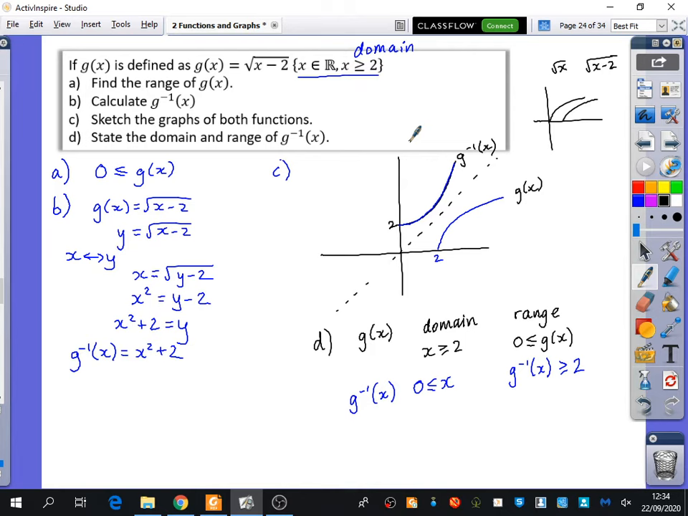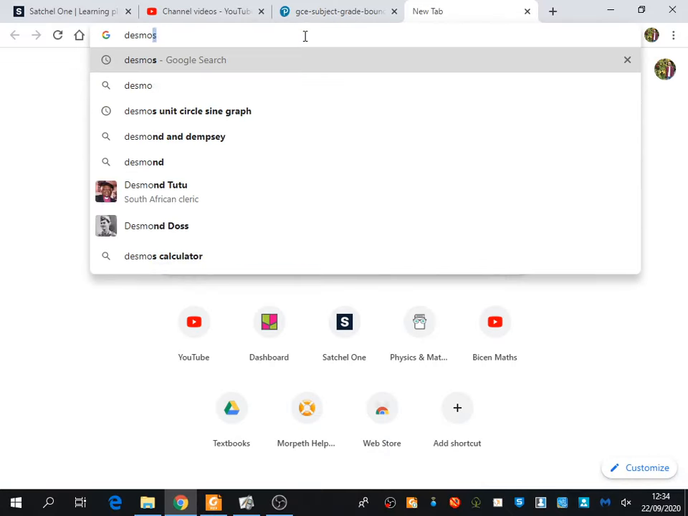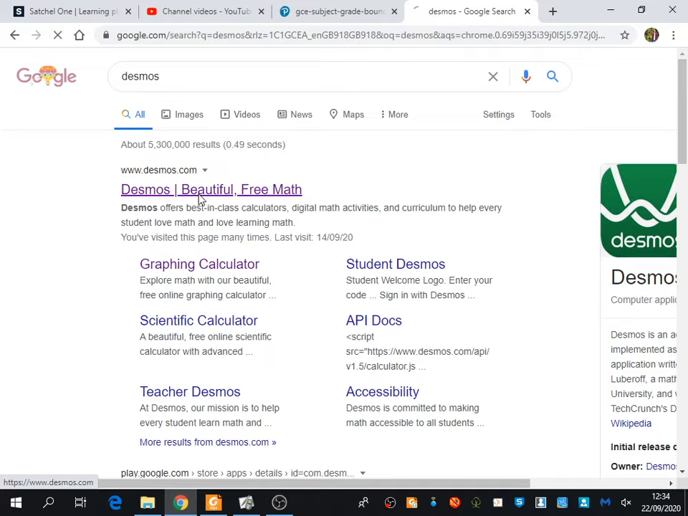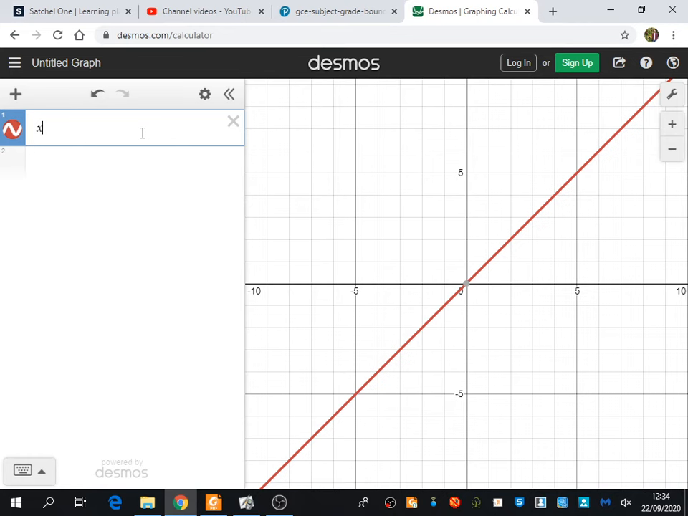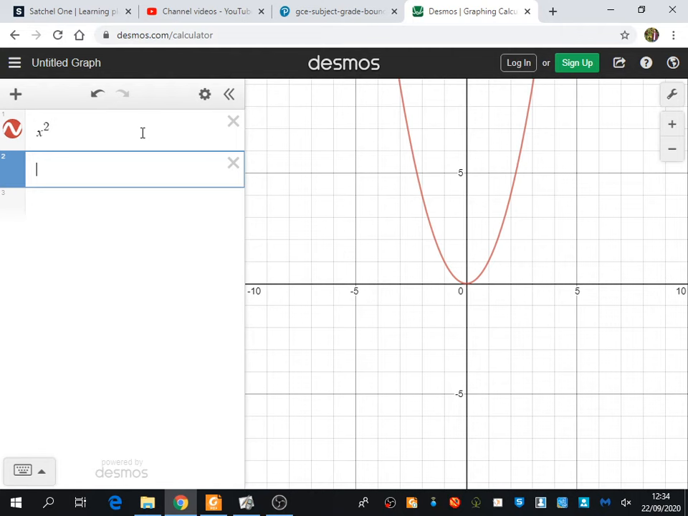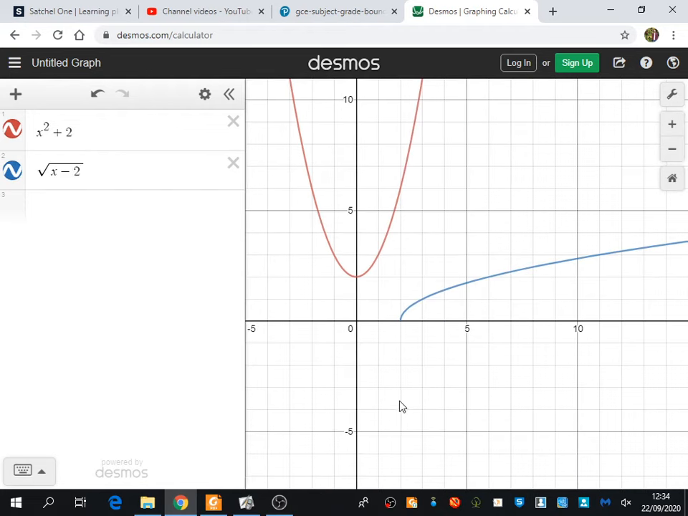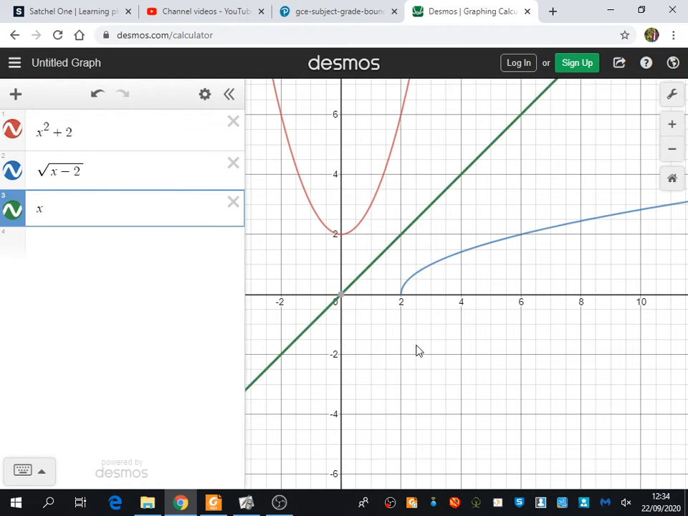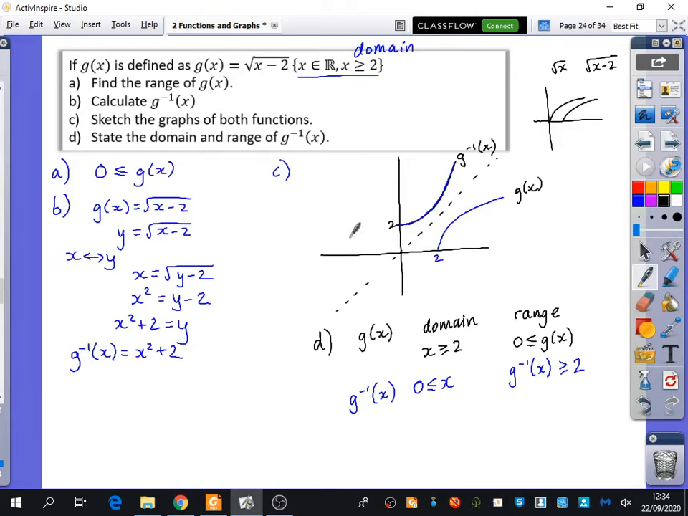I'm actually just going to put it on Desmos just to see if they should have crossed over, because it's possible that they do cross over. So let's have a quick look on Desmos. No, it wouldn't affect the answers. It's just that my brain couldn't think about that, and you wouldn't get penalised for it either. So we have x squared plus 2, and then the square root of x minus 2. No, they don't cross over each other. I meant, do they cross the line y equals x like that? Okay, so that's what we'd sketched here.